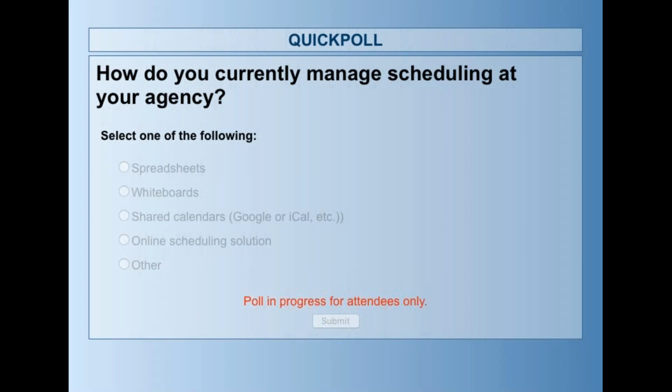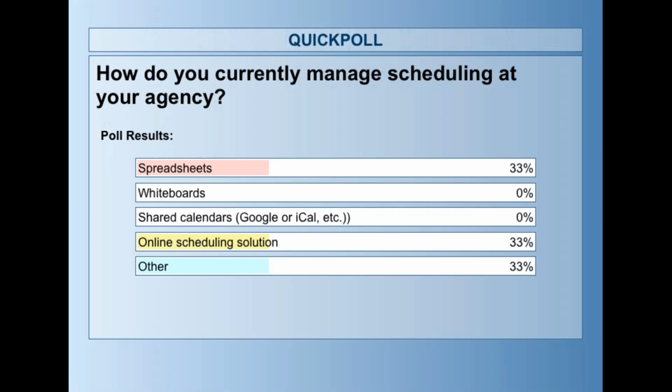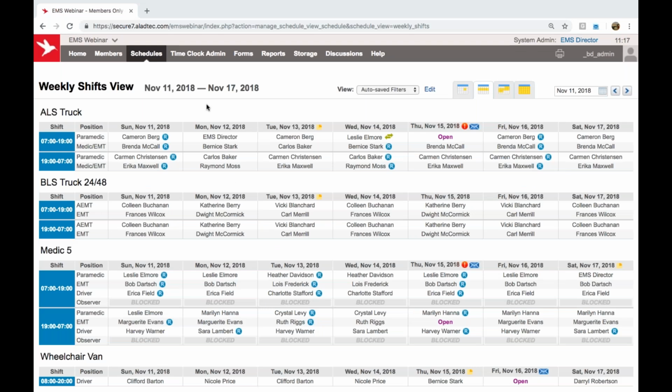All right. So it looks like we have a relatively even split here. Again, spreadsheets, another solution, and a couple of other options within there, which is great. So as you can imagine, everybody's used to seeing something a little bit different.